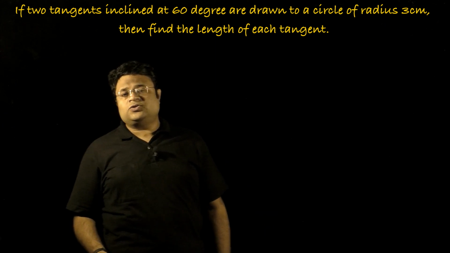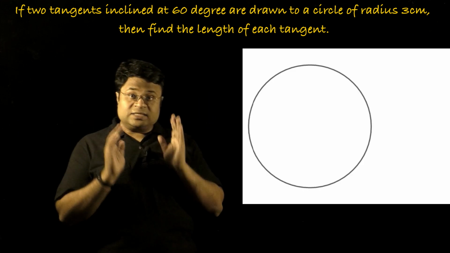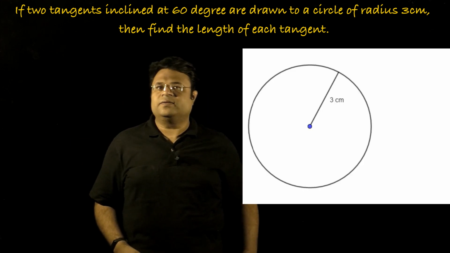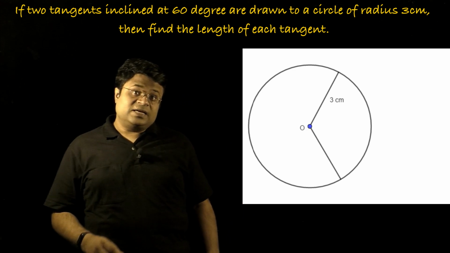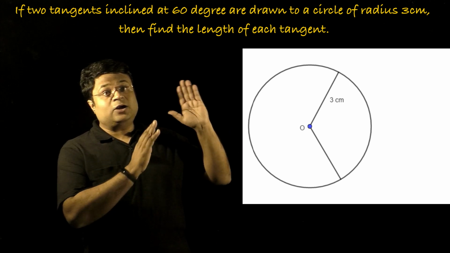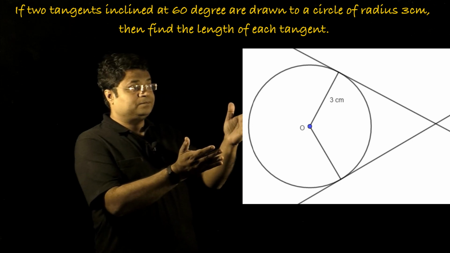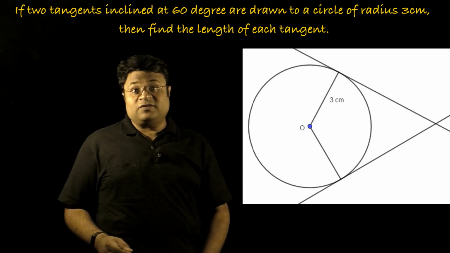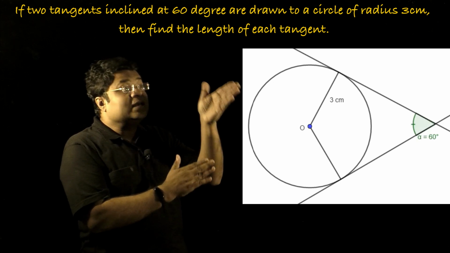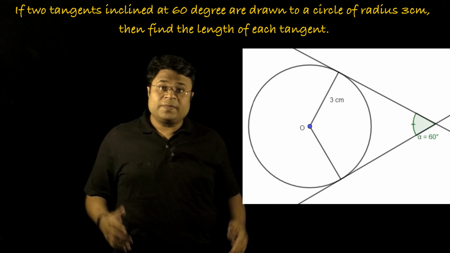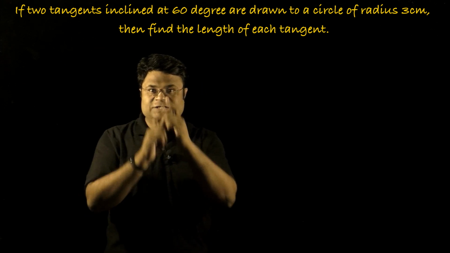So, what do you have in this question? Let's see. The first fact which is given to us is a circle. Circle is of radius 3 centimeters. Fine, that's fact number 1. Second fact is that they have told us that there are 2 tangents drawn to the same circle. The third fact is that the angle between the 2 tangents is 60 degrees. Now we have to find the length of the tangents.